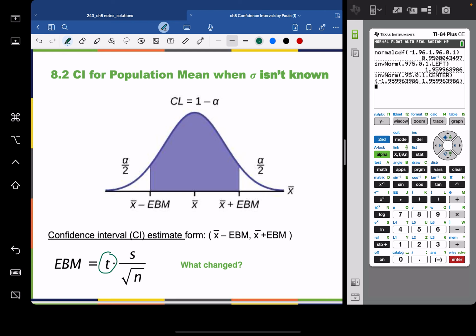And I'll explain a little more about that, but you probably won't understand my explanation terribly well, and I'm sorry for that. It's just hard to really develop in this course, but t is different, and then notice that sigma is replaced by s, which makes sense because we don't know sigma and we do know s. So again, the formula has the same form. Instead of z sigma over root n, it's t times s over root n.